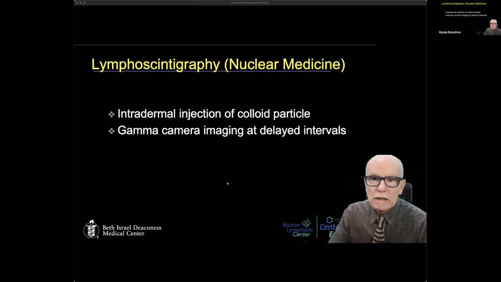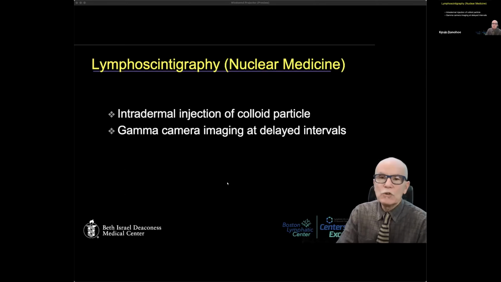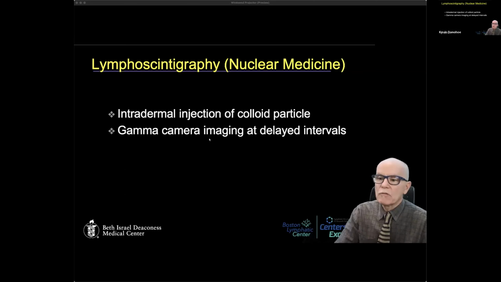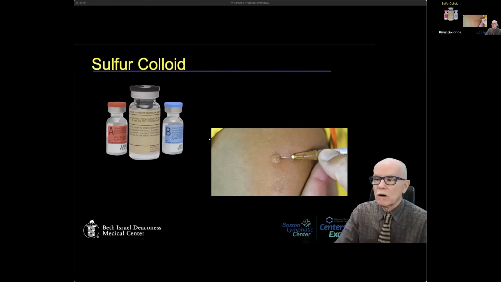So let's talk about lymphoscintigraphy, which of course is near and dear to my heart. We do the same kind of intradermal injection, and we inject a little colloid particle. It's a little piece of protein, and it gets picked up with the other molecules in the lymphatics and taken to the lymphatic channels, just like normal lymphatic fluid would be. And we use a gamma camera for imaging at different intervals after you do it.